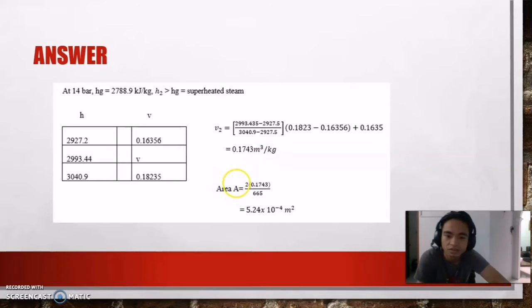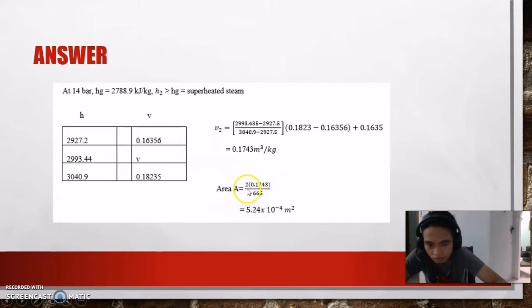How to find area? The area is 0.1743 multiplied by 2 divided by the velocity 665. The answer is 5.24 times 10 to the power of negative 4 meter square. Okay, that's all. Thank you.